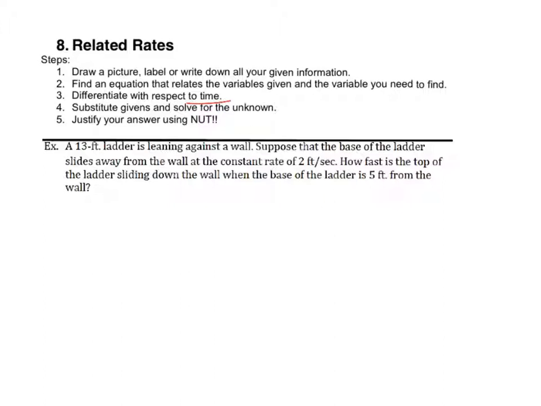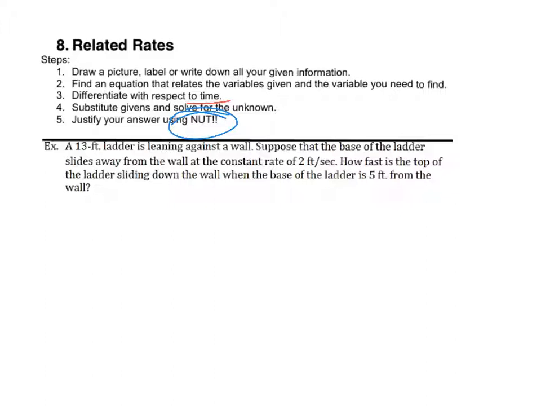Step 4, substitute givens and solve for the unknowns. So once you figure out the formula, this is pretty straightforward. Differentiate, substitute what you know, and then at the very end, don't forget to justify your answer using NUT. NUT is noun, unit, time, right? So we're going to use that in related rates. Let's try an example. It's a lot easier to just practice these.